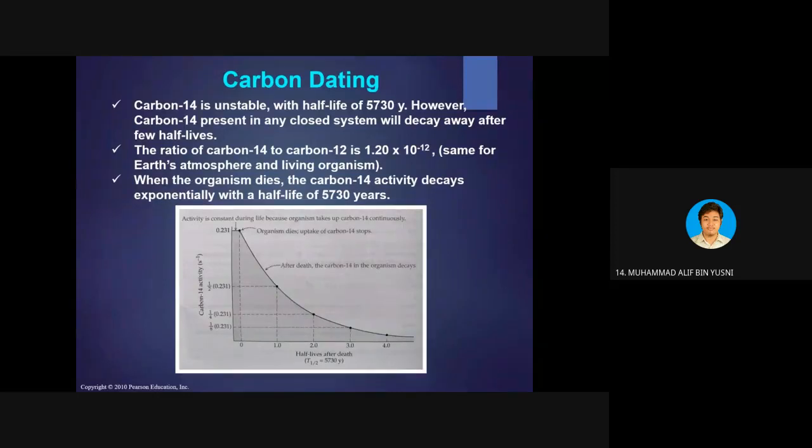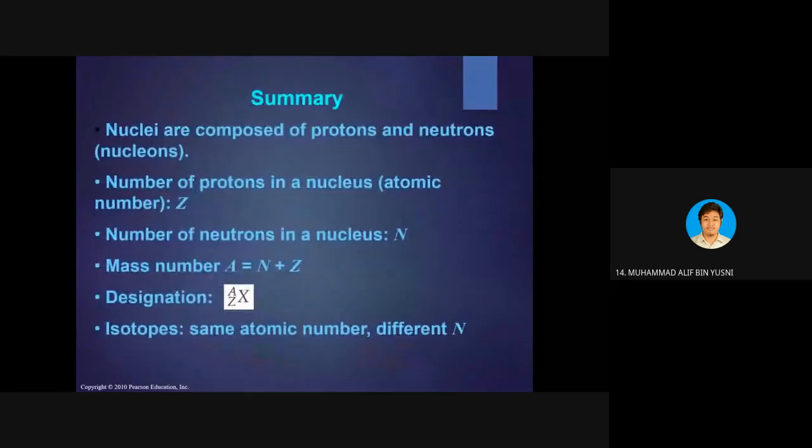Okay, so you can see in the diagram here, activity is constant during life because the organism takes up carbon-14 continuously. Then when this organism dies, its uptake of carbon-14 stops. Then it will reduce exponentially. After death, the carbon-14 in the organism decays. So the activity after death keeps decreasing.